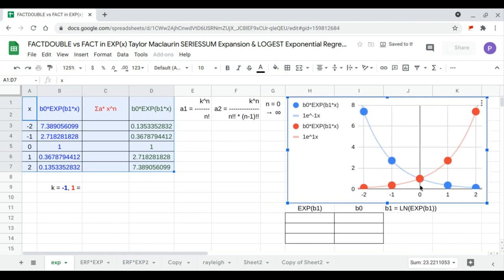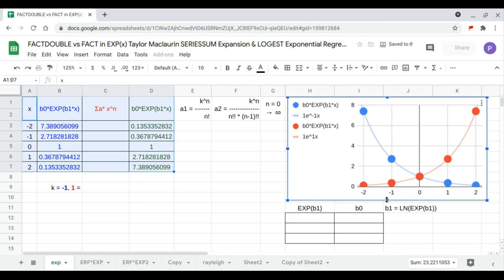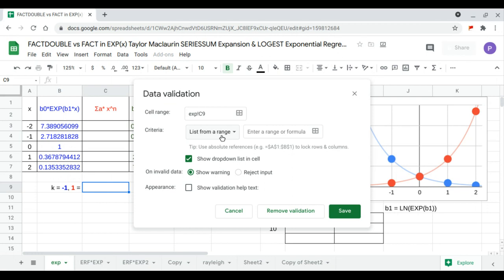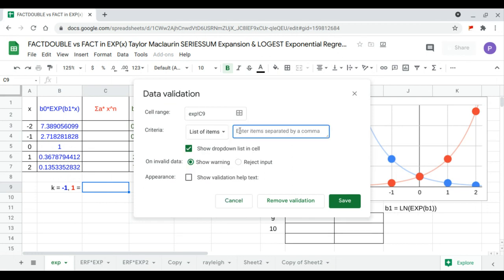Next, we generate the Taylor-Maclaurin series sum for both the growth and decay, which is the summation of a times x to the power n. A, the expansion coefficient, can be factorial. It can also be double factorial. And the value of n is from 0 to infinity. In this case, we can go as far as 10. 10 is good enough. And the value of k is negative 1 if it is decay, positive 1 if it is growth. So data validation: if it is decay, negative 1. If it is growth, positive 1.